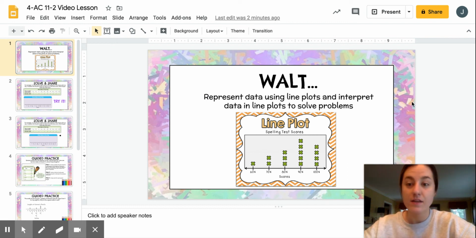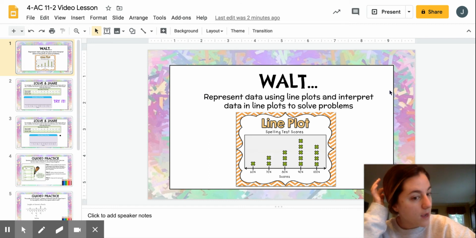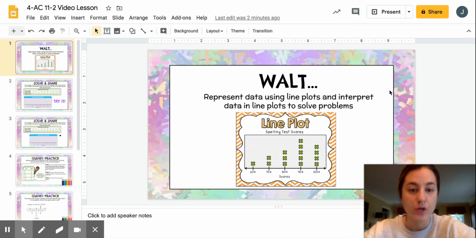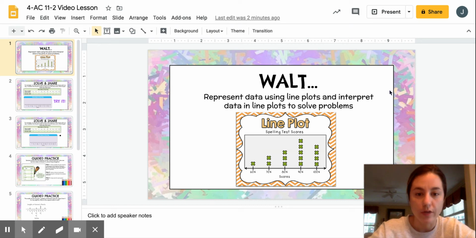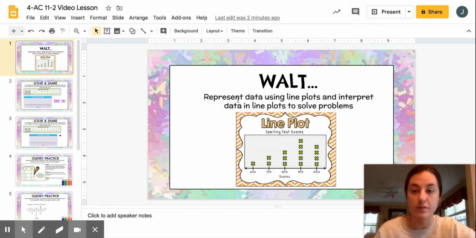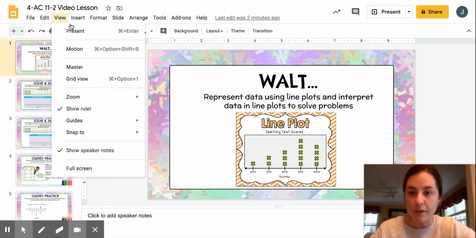Hi, guys. Okay, so we have been working on reading and interpreting line plots. Today we're going to read and interpret them, but we're also going to make them, which is kind of fun. So, our WALT for the day. We are learning to represent data using line plots and interpret data in line plots to solve problems. Let me make this bigger.